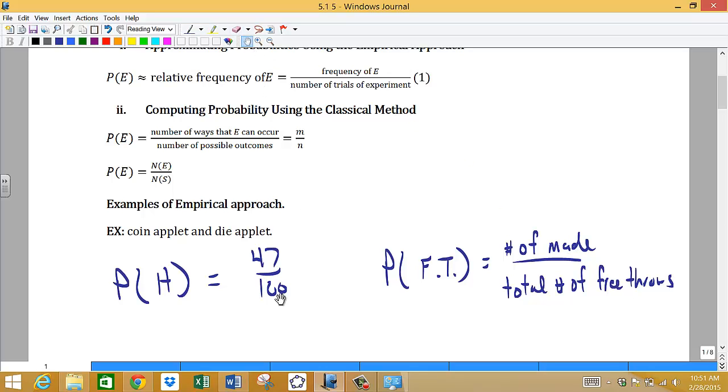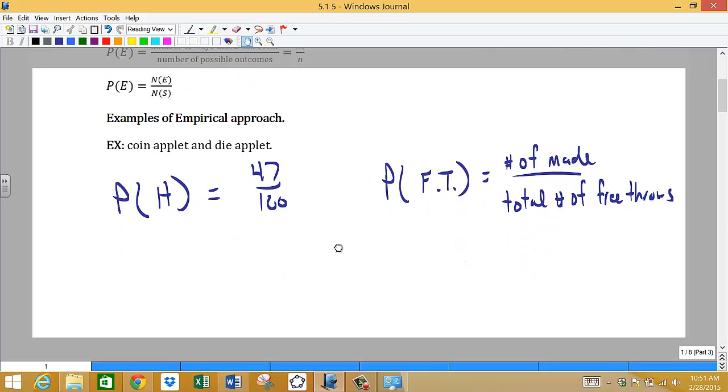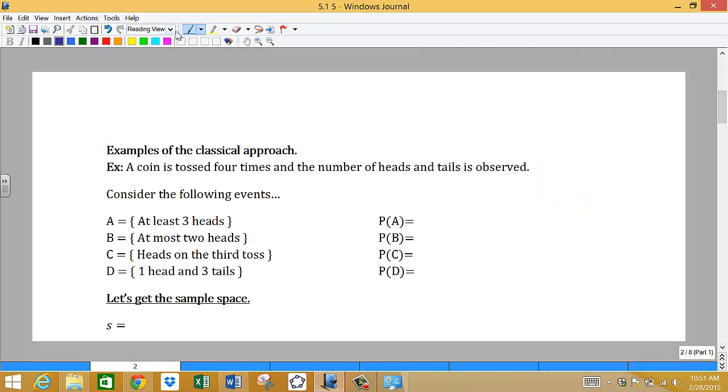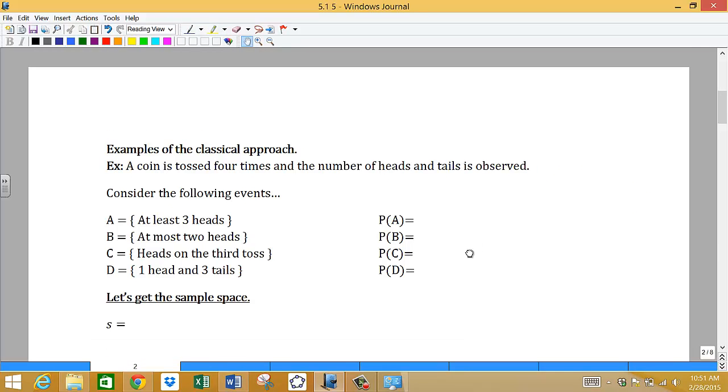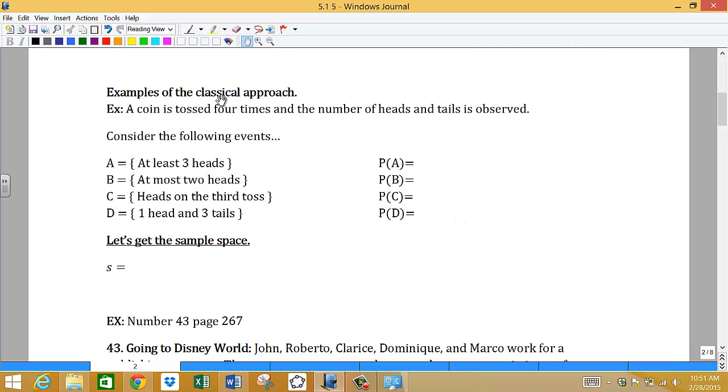All right, so that's the empirical approach. So now let's look at some classical approach probabilities. Let's go to the next page here. Now, examples of classical approach. Let's say a coin is tossed 4 times, and the number of heads and tails is observed. Consider the following events.